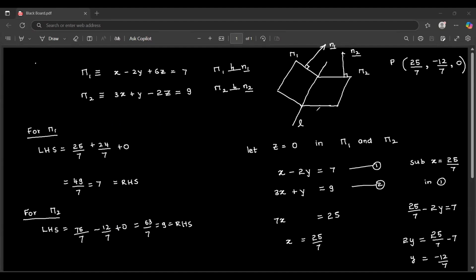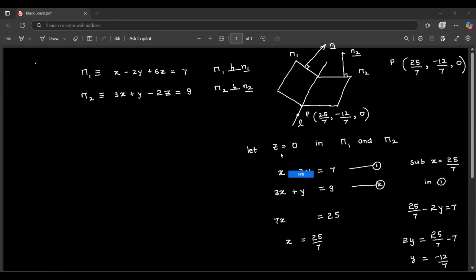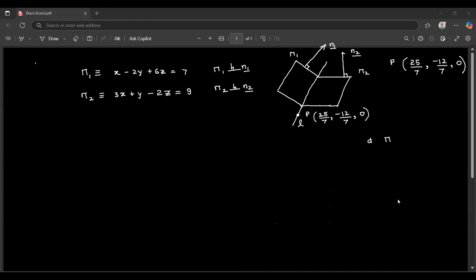Now we know a point on the line, which is given as 25 over 7, comma minus 12 over 7, comma 0. Now you can do the normal drill that we have learned in the last video, where we find the direction vector of the line L. Let me write that down. Let's remove all this because we have completed all this.